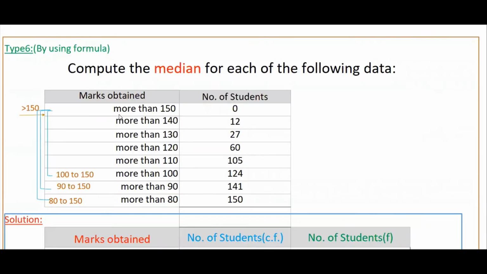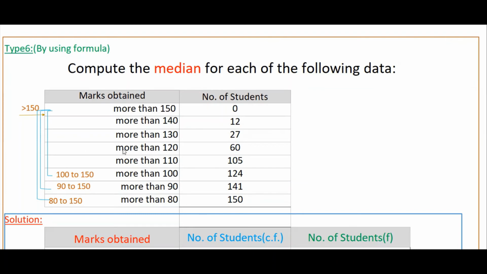This is another type of problem. Compute the median for each of the following data. So here the data is given like this. Marks obtained more than 150, more than 140, more than 130, more than 120 like this, and number of students also given: 0, 12, 27 like this.